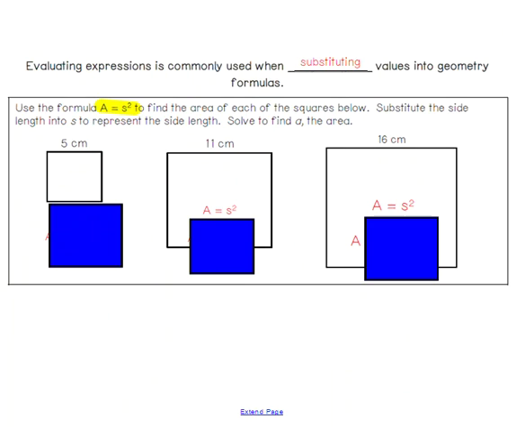All right, evaluating expressions is commonly used when substituting values into geometry formulas. We do this a lot.